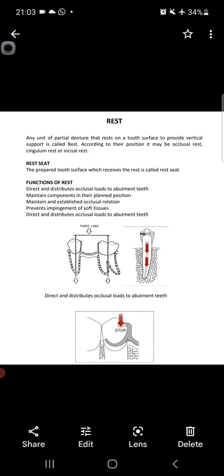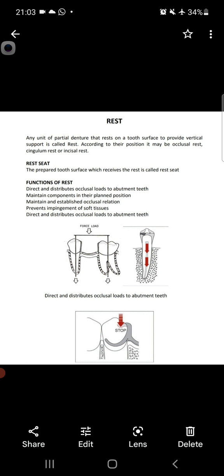Now come to the rest seat. What is a rest seat? The prepared tooth surface which receives the rest is called the rest seat. Like when we sit in the seat of a car or sofa, this is the rest seat.